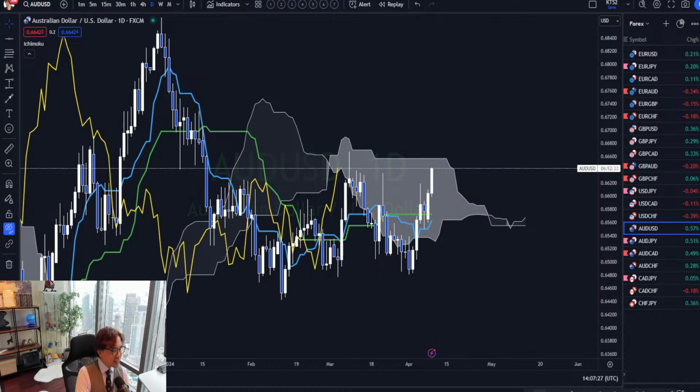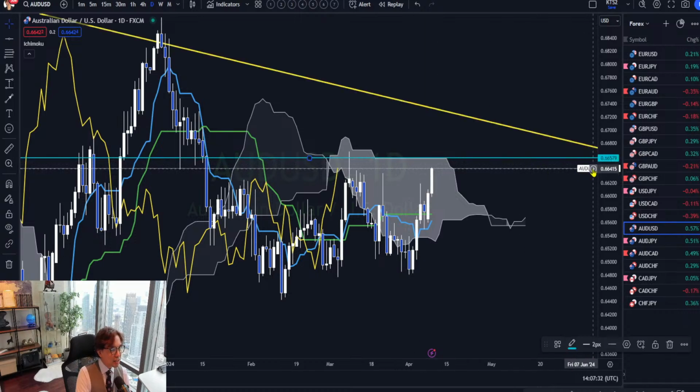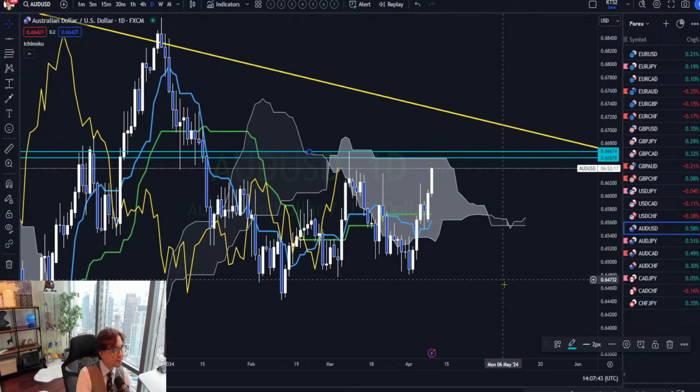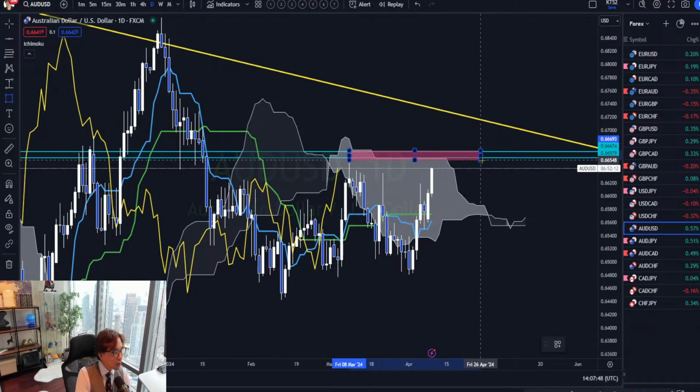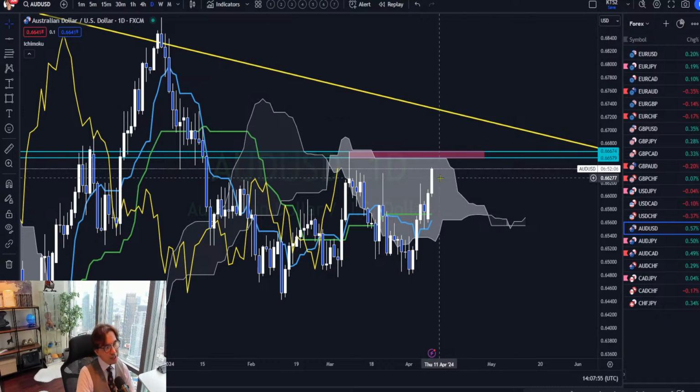So ideally, you may want to wait for the breakout of this Senkou Span B, which is 0.6657, or the resistance level from the 8th of March this year, which is 0.6667. This is like the resistance zone. So you may want to wait for the market to break this resistance zone and take a buy. You can take a buy now, but it may be a bit more risky to do so.